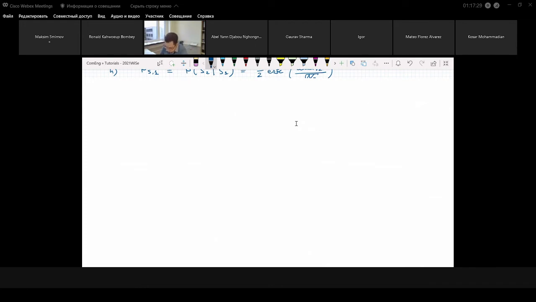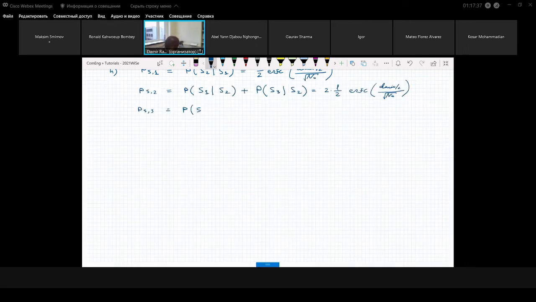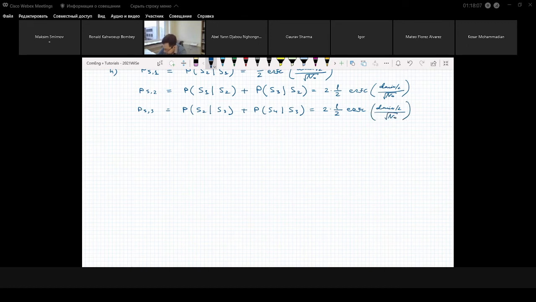Okay, so let's wait a little bit. Okay, the probability of S2 when we transmit S3, plus probability that it was S4 when in reality we transmitted S3. And again, each probability can be described as 1/2 complementary error function of d_min by 2 divided by square root of N naught. And now we have it.